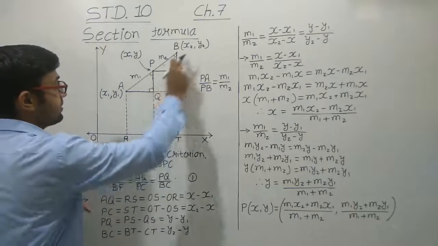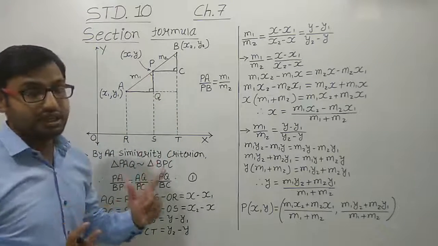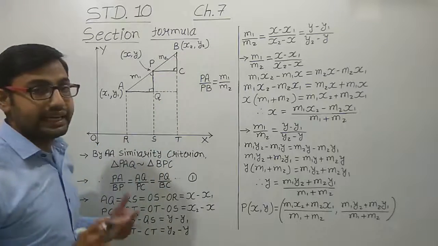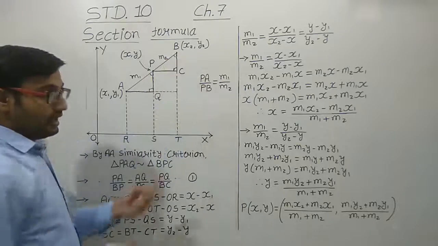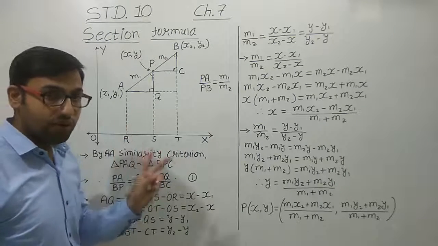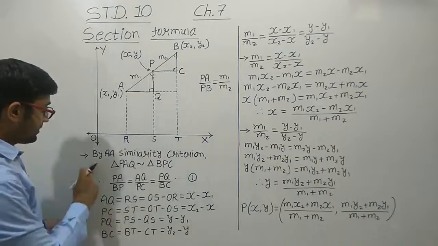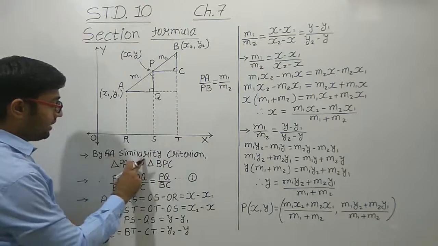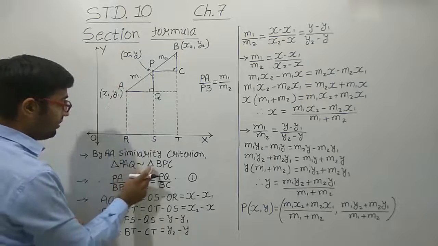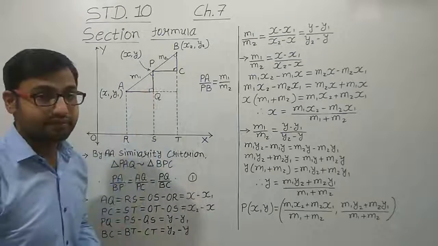So both these angles are equal, that you have already studied in standard 9. So these angles are also equal. So when in two triangles, two angles are equal, then we can say that by angle similarity criteria, triangle PAQ is similar to triangle BPC.